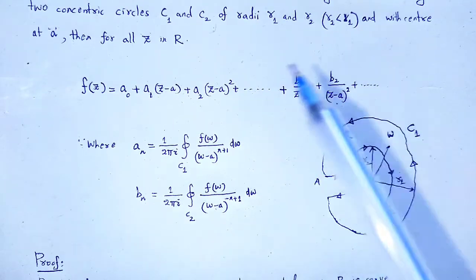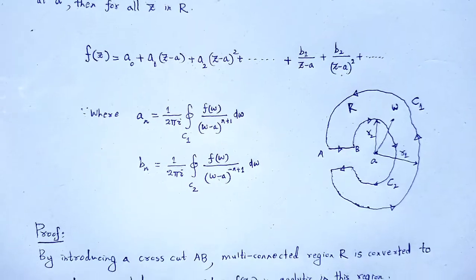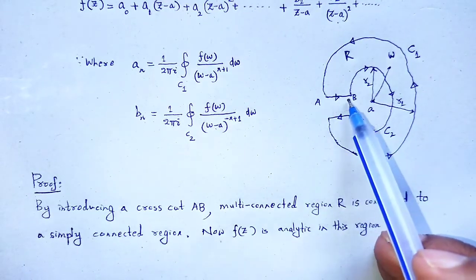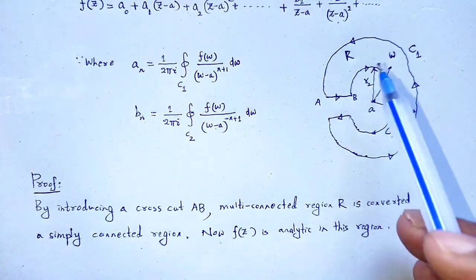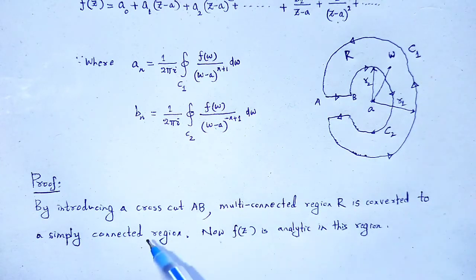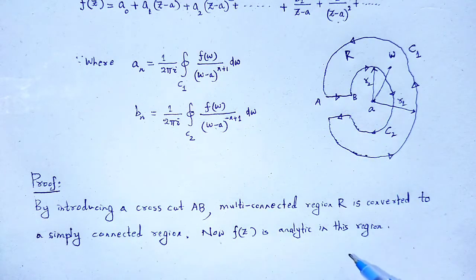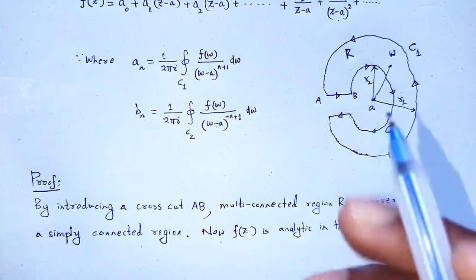Now we have to prove Laurent's theorem. We take a cross cut AB. Therefore, that multiply connected region is now converted to a simply connected region. In that simply connected region, the function f of z is analytic throughout the given region. Now we can easily apply Cauchy's integral formula here.